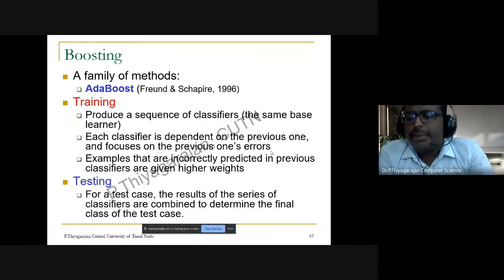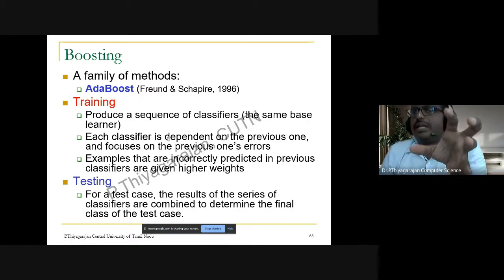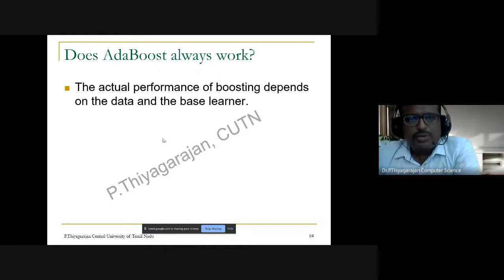So incorrectly predicted classifications will be focused here. We will focus on the wrongly classified things, and we'll make sure that a perfect classification tree has been constructed. That's the main principle of AdaBoost. We'll see through an example how this error made by the decision tree is focused on in the subsequent decision trees. So how does AdaBoost work?